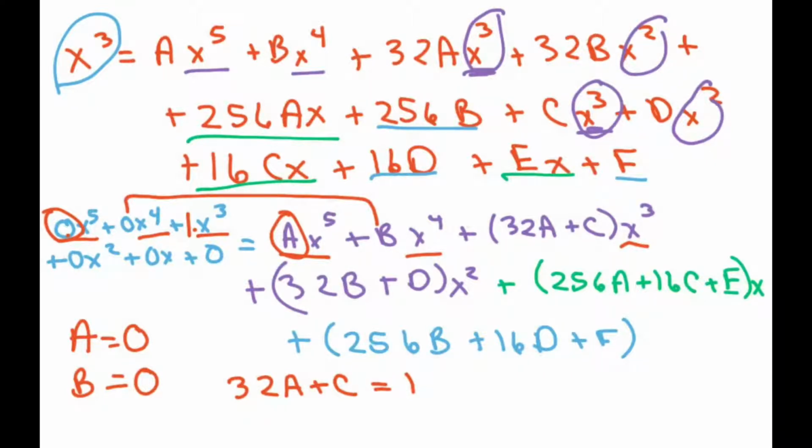And then for this one, I'm going to squeeze this in. The x squared is 0. There's a 0 here. So we're going to set this part up to be 32b plus d equals 0. And for this part, we keep moving on. So I'm going to have to go on the next page. So let's look at what we have.